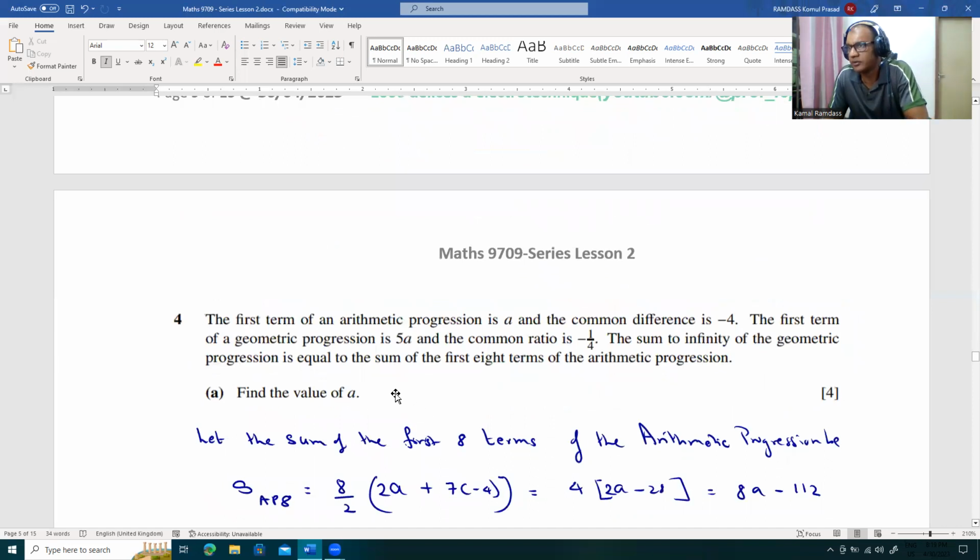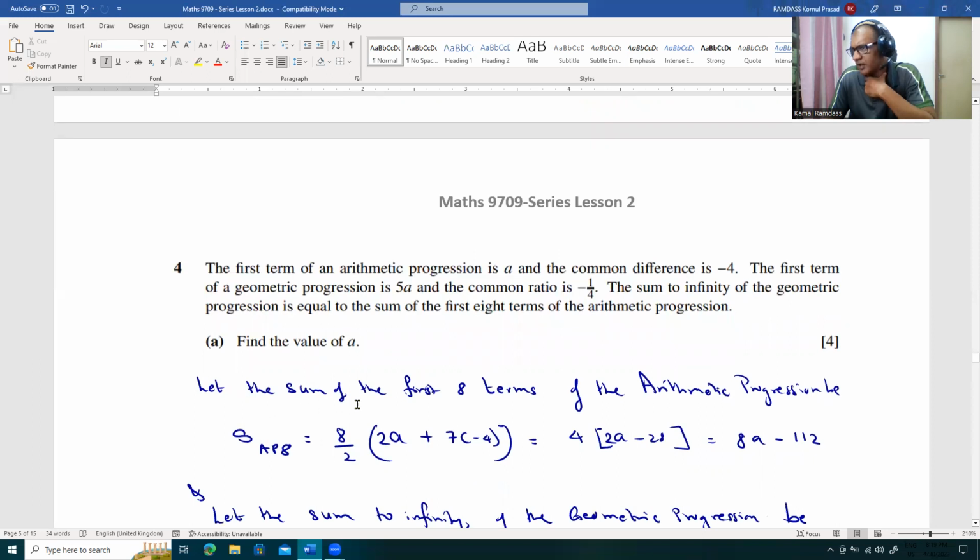Now, a question on arithmetic and geometric progression in the November 2021 paper. The first term of an AP is a and the common difference is −4. The first term of a GP is 5a and the common ratio is −1/4. The sum to infinity of the geometric progression is equal to the sum of the first 8 terms of the arithmetic progression. Find the value of a.